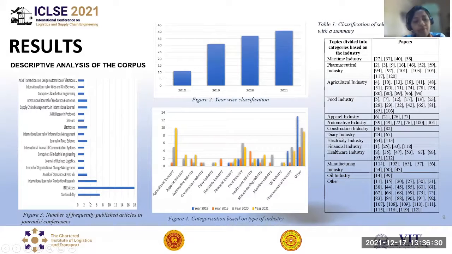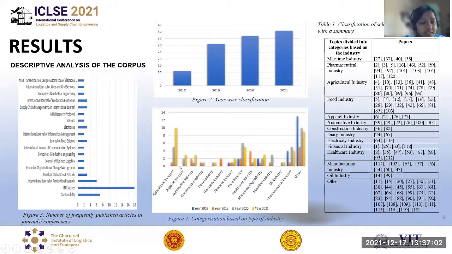And also, when we come to this chart, these are the publications which have been mentioned more frequently. I divided the topics into categories based on the maritime industry, pharmaceutical industry, agriculture industry, food industry, like that. And this chart shows the categorization of papers based on the type of industry. So many articles cover topics including traceability and transparency.